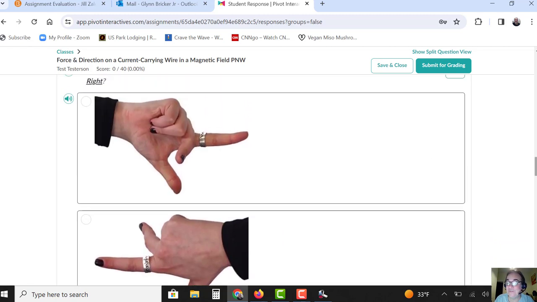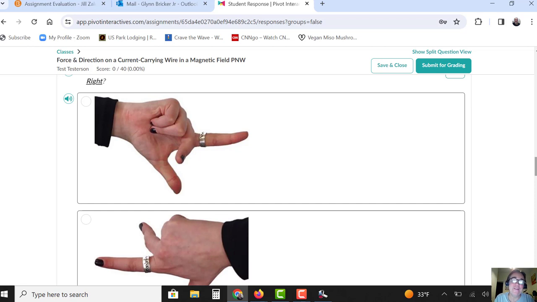And if it helps, do what I do. Just write them on your fingers: current, pointer finger; magnetic field, middle finger; and then force on your thumb. So the current was to the right. I think you're seeing a mirror image of me, so it's hard to do.